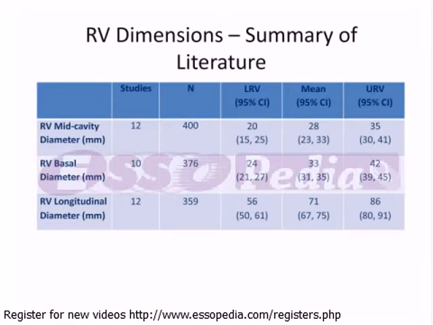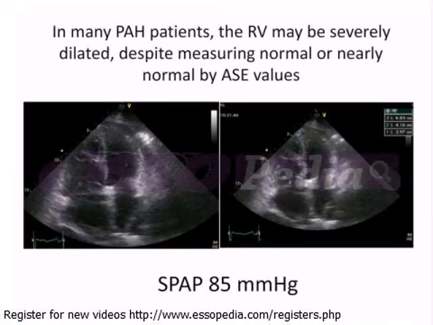To make the point that guidelines are not perfect, here we see a case of significant RV dilatation, whereby the RV is much larger than the left ventricle, but still measures within the so-called normal range. This is not infrequently seen in patients with significant pulmonary hypertension. And in this case, the RV should be called dilated, despite the fact that it measures within the normal range.